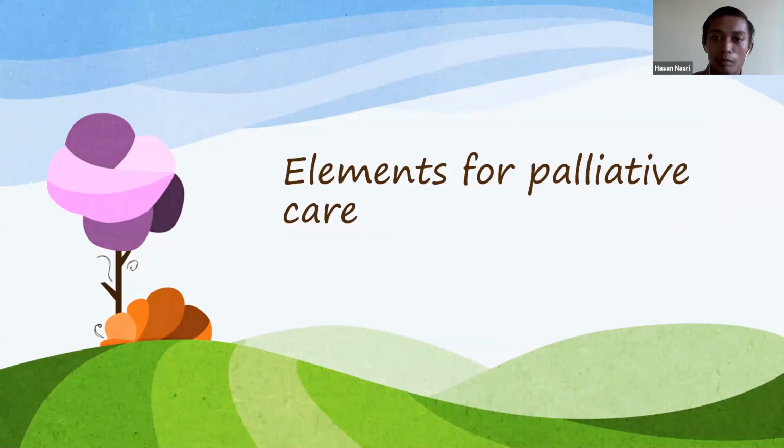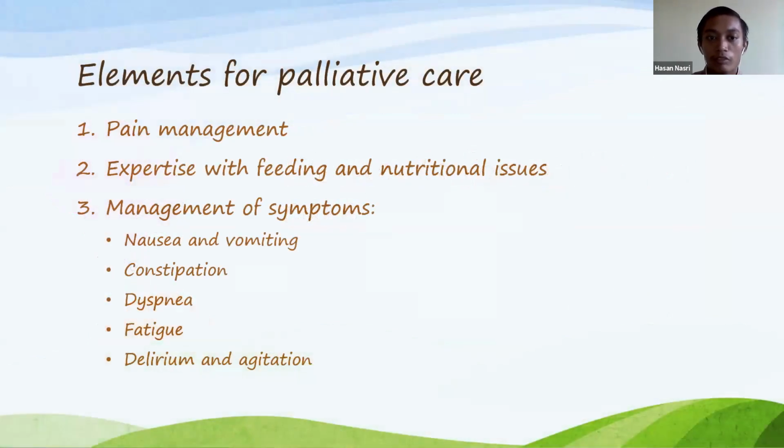Next are the elements of palliative care. The first is pain management. The second is expertise with feeding and nutritional issues. The third is management of symptoms, such as nausea and vomiting, constipation, dyspnea, fatigue, delirium, and also agitation.